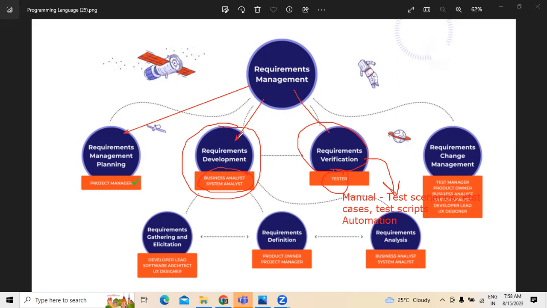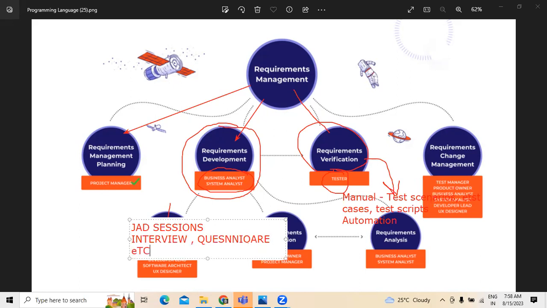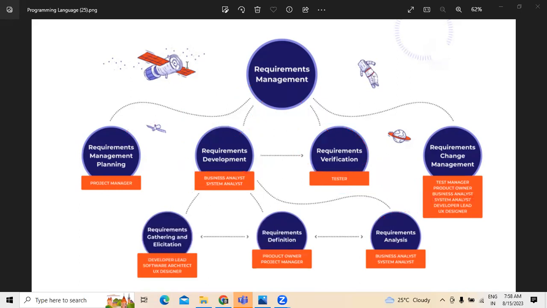But before requirements verification, whenever we are talking about requirement development as a part of business analyst, to do that, generally they have to conduct JAD sessions, the joint application development sessions, at the same time conducting some interviews, preparing some questionnaires, etc. So these are all the different techniques which business analysts normally follow as a part of requirements development.